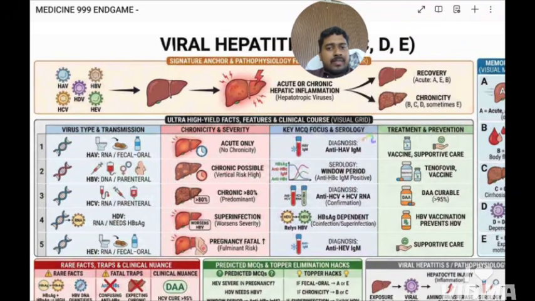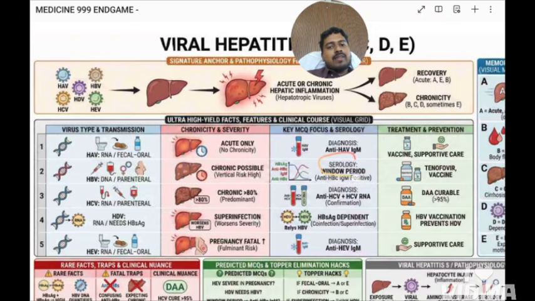So what is important here is diagnosis. How will you diagnose? Hepatitis A is diagnosed with anti-HAV IgM. Anti-HAV IgM is the investigation of choice. And you will vaccinate the child also, not now, but after the acute episode, and then you will give supportive care. That's it. That is what is required in acute viral hepatitis A.